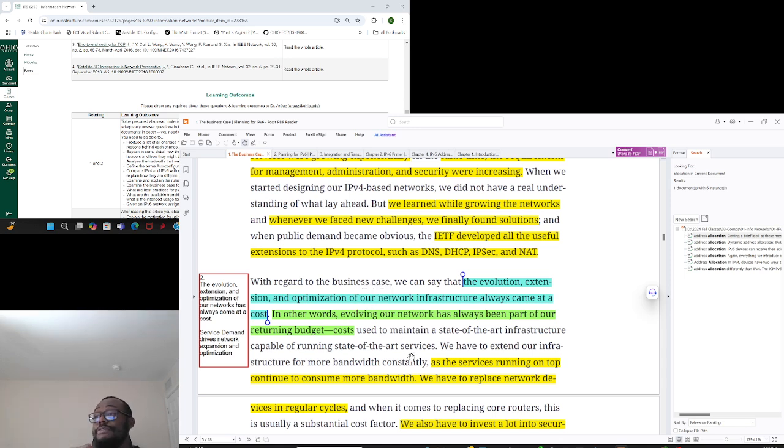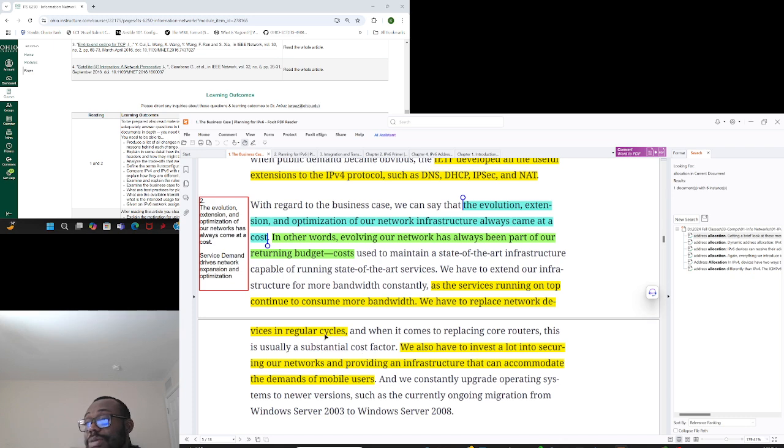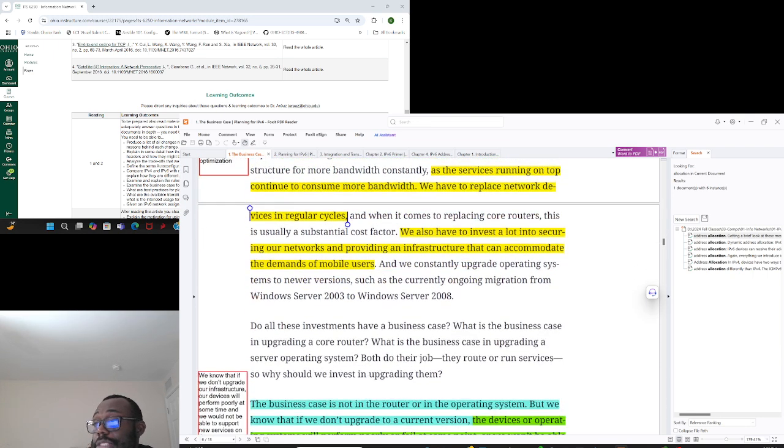So it is better for us to incorporate IPv6 now into our planning, into our network infrastructure upgrade. And that was what I was talking about. In other words, evolving our network has always been part of our recurring budget. As the services running on top continue to consume more bandwidth, we have to replace the network. So this gives examples of why we do upgrades based on service demand. Once we have that scenario, it is also wiser for us to incorporate IPv6 demands in there.